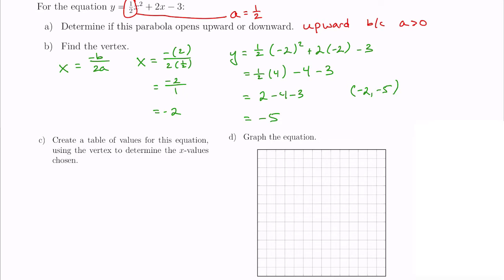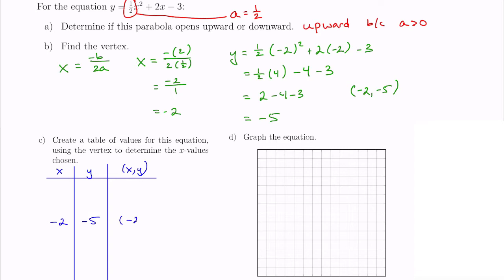In part C, we're going to create a table of values for this equation using the vertex to determine the x values that we will choose. So to create this table, we'll create an x column, a y column, and then an x comma y column. We'll put the vertex in the center of the table, so we know for an x value of -2, the y value is -5, and that gives us the ordered pair -2, -5.